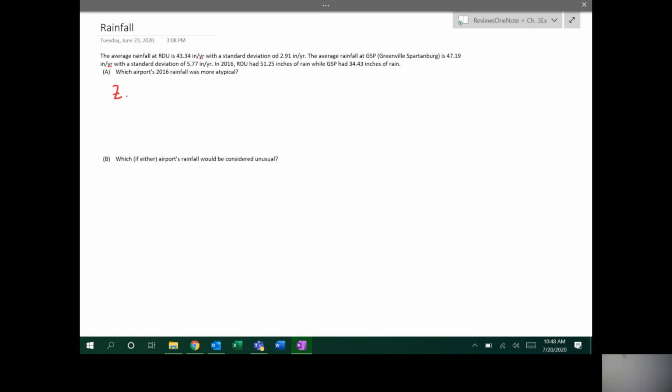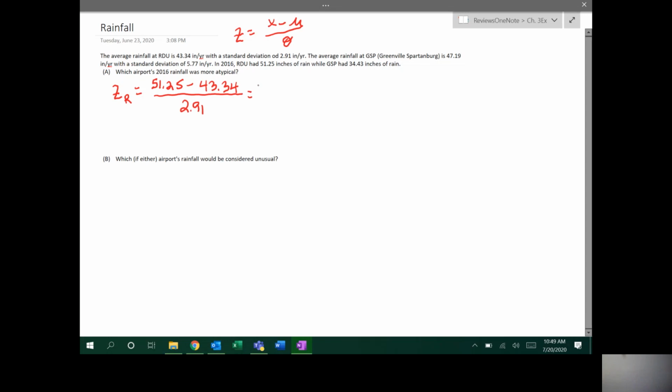Because there are usually multiple z-scores involved, I usually denote them with a subscript, so z sub r for RDU. Recall that for the formula for z-score, you can use the standardize command in Excel, or you can use the z-score formula. So for Raleigh, it would be 51.25 minus 43.34 divided by their standard deviation, 2.91, which is 2.72, and you can round to two decimal places.